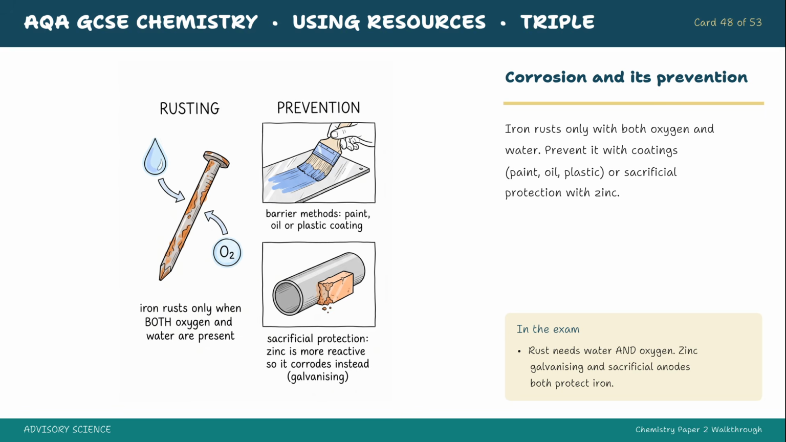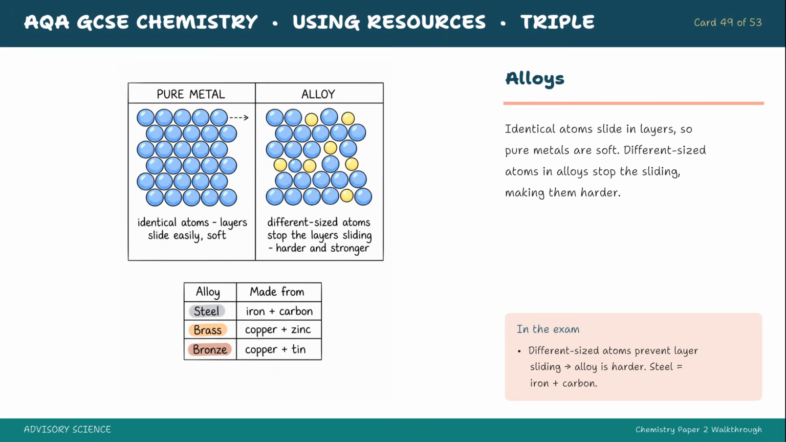Aluminium does not corrode away like iron because it forms a thin, strong oxide layer that protects the metal underneath. Alloys. Most metals we use every day are actually alloys, mixtures of a metal with one or more other elements. Alloys are usually harder than the pure metal because the different sized atoms distort the regular layer of atoms, making it harder for them to slide over each other.